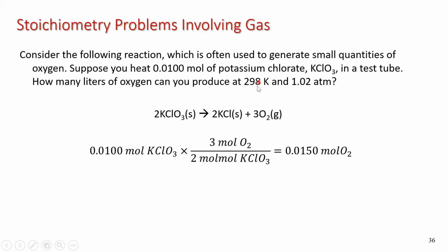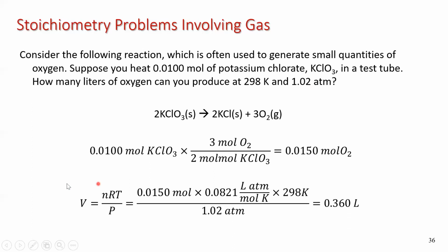So we're going to take the temperature and the pressure and the number of moles of oxygen gas and our ideal gas law equation and figure out our volume. So we'll take PV equals nRT and we'll isolate volume. Okay, we'll plug in 0.0150 for our moles, 0.0821 liter atm per mole Kelvin for our R value, so it matches up with our pressure units, and 298 Kelvin for our temperature, divided by 1.02 atm, and that gives us the volume of the gas.